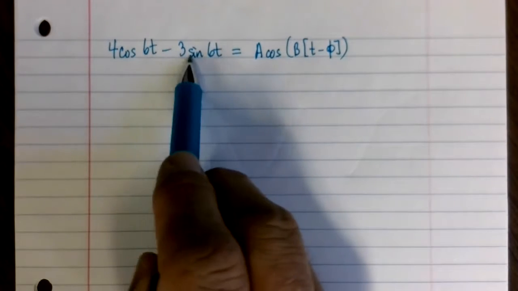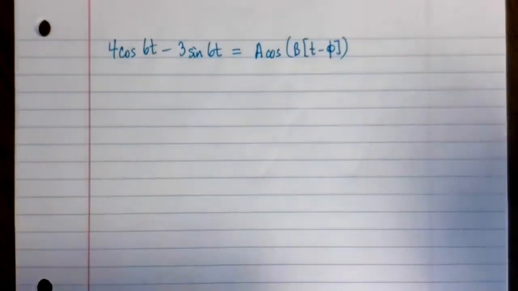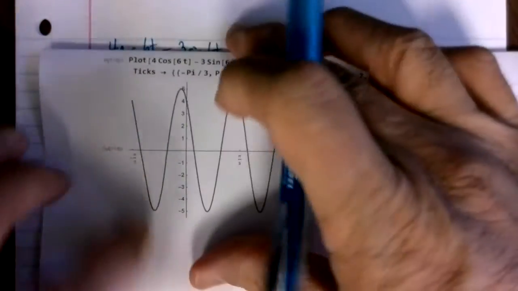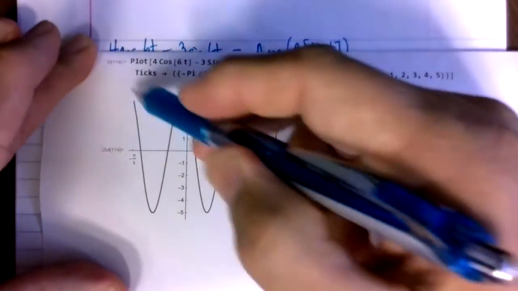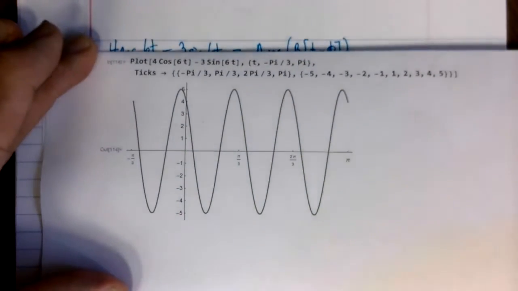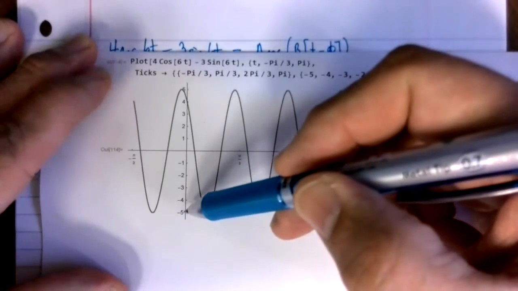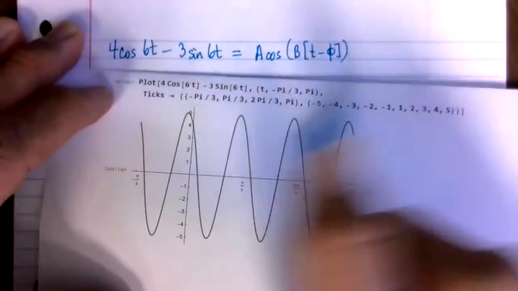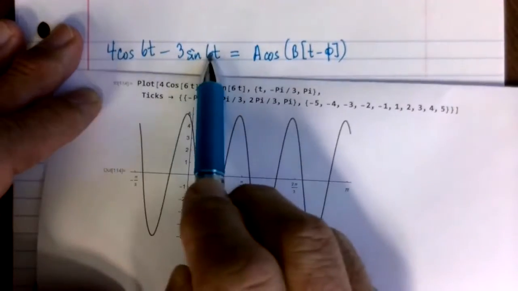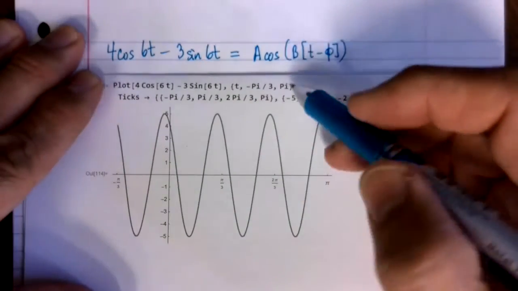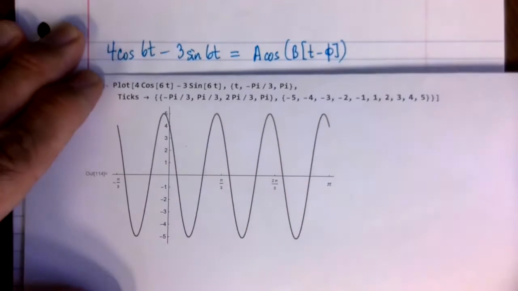If you draw the graph of this, 4 cosine 6t minus 3 sine 6t, it does indeed look like a single sinusoidal function. So the graph bounces up and down like a single sine function. Now, the thing that's kind of surprising is that the amplitude looks like it's 5. So it's bouncing between plus 5 and minus 5. And there is certainly no 5 as part of this problem. So it does look like this is going to be a single sinusoidal function.